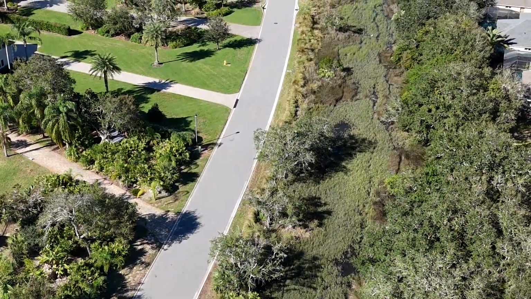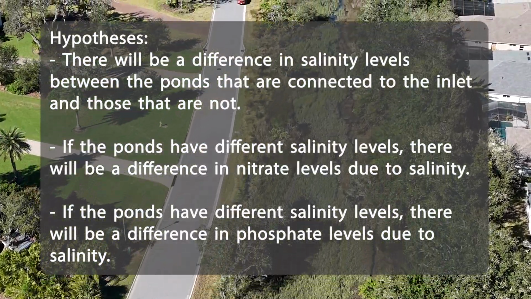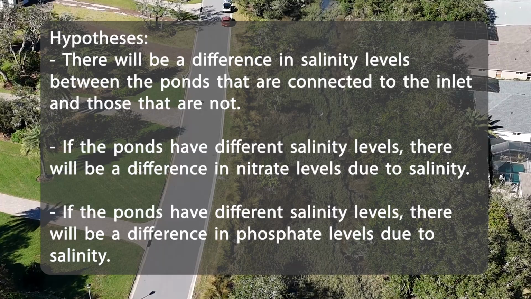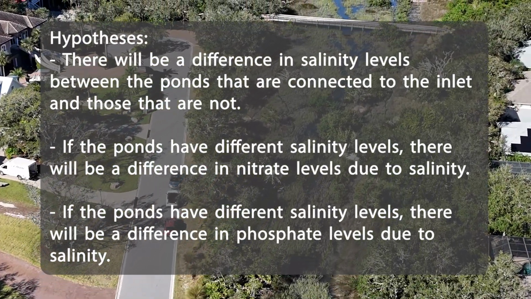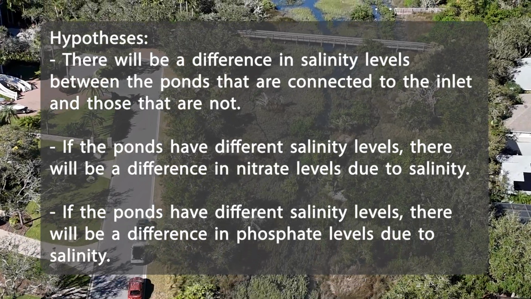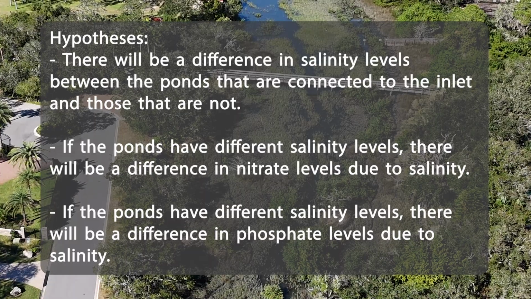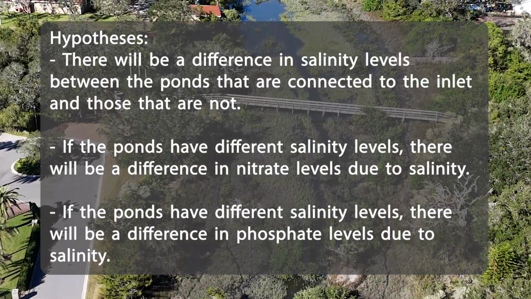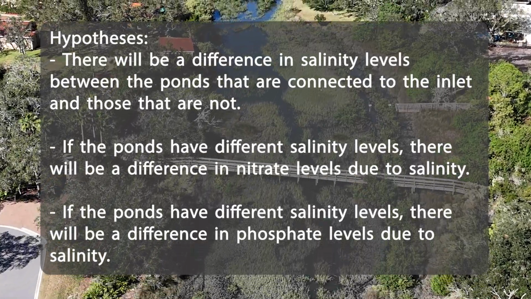While helping out the neighborhood, we made our own hypothesis as to what we were going to find. There will be a difference in salinity levels between the ponds that are connected to the inlet and those that are not. If the ponds have different salinity levels, there will be a difference in nitrate levels due to salinity. If the ponds have different salinity levels, there will be a difference in phosphate levels due to salinity.